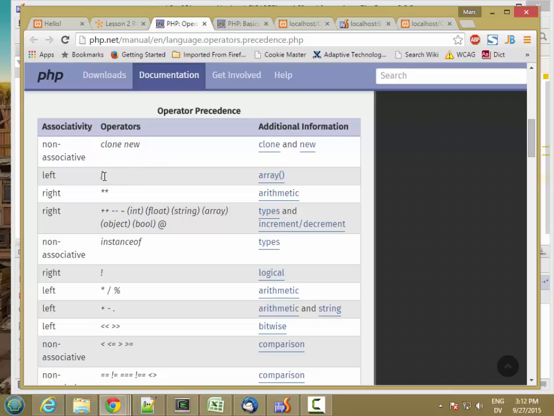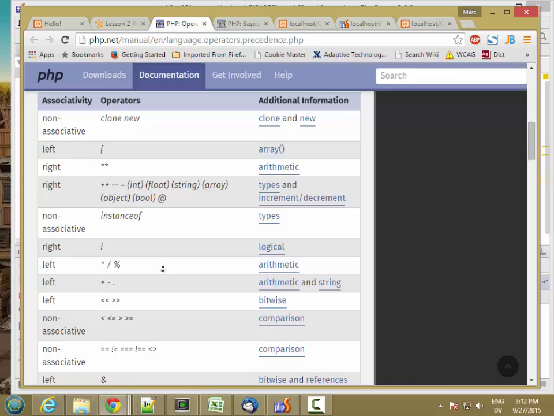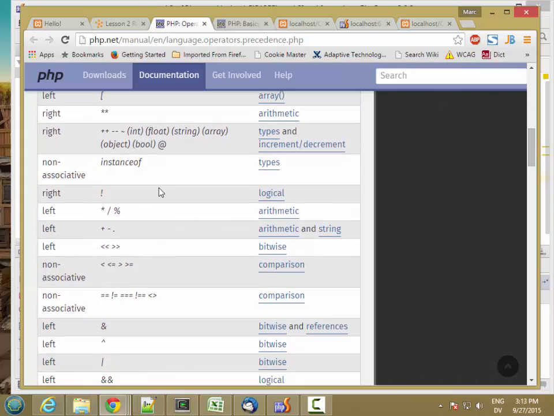We'll be learning about the square bracket operator when we get to arrays next week. Exponentiation in PHP 5.6 or later can be written using star star, and we'll look at that when we get to arithmetic operators. There's also increment and decrement operators. Instance of, which we won't be getting to until about week 7 when we talk about classes. Logical not, multiplication, division, and a modulo operator.